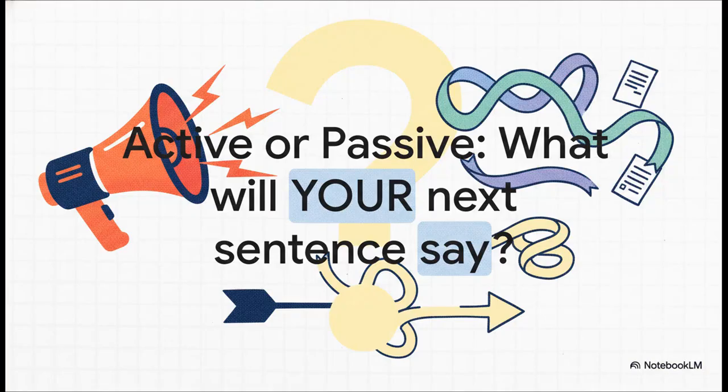So, we'll end with a challenge for you. Now that you understand the power behind both of these voices, you have a choice. Every single time you write, you can be direct and punchy with the active voice, or you can be more formal and indirect with the passive. So the real question isn't just what your next sentence will say, but how you will choose to say it.